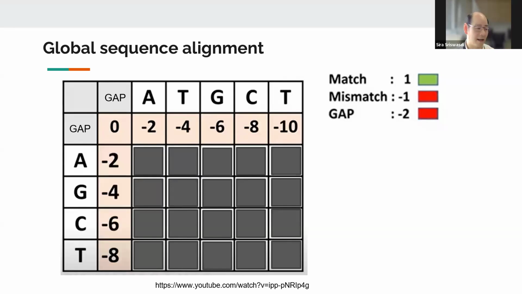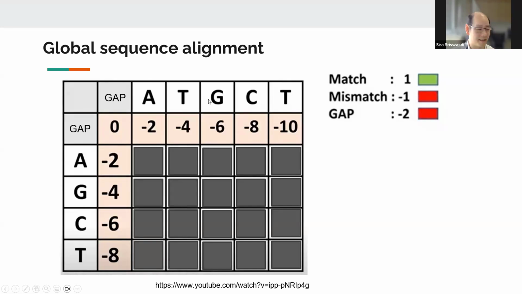The same for the first column. If we align A in the left sequence to the gap, that means we add an insertion or deletion. So it's -2. Another insertion deletion, -4. Another insertion deletion, -6. So the score can accumulate. The numbers shown in this table are the accumulated score if you start from the top left corner to that cell, to that position.